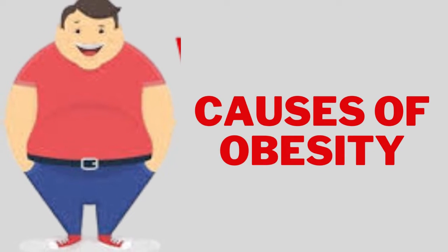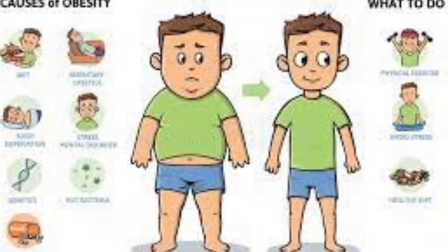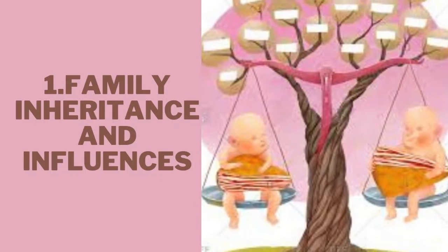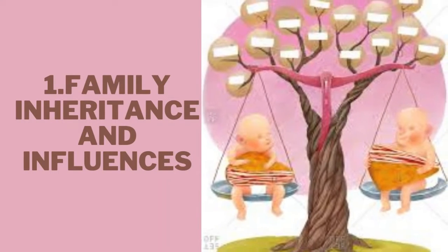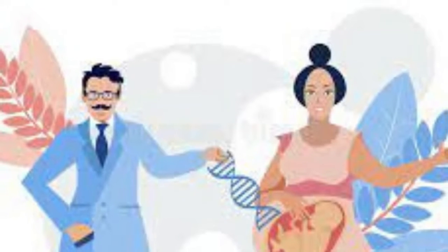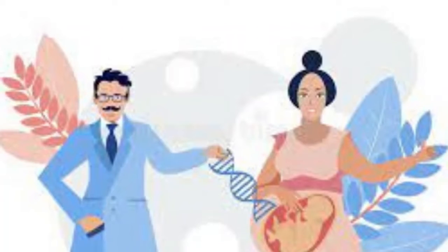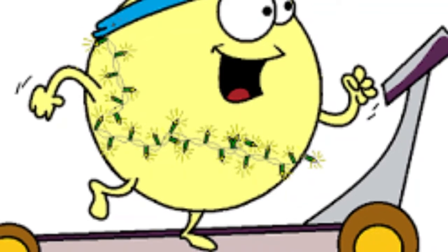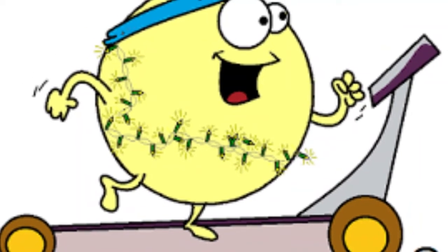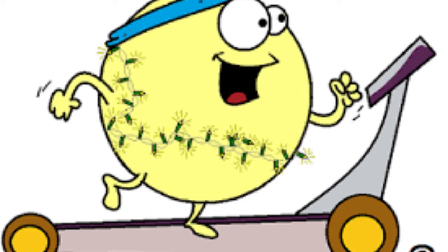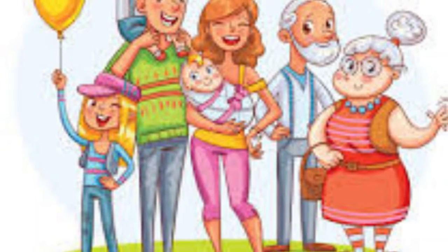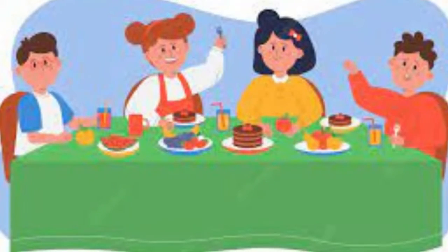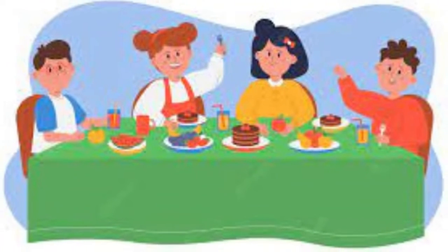Causes of obesity. Obesity usually results from a combination of causes and contributing factors. Some of them include: 1. Family inheritance and influences. The genes you inherit from your parents may affect the amount of body fat you store, and where that fat is distributed. Genetics may also play a role in how efficiently your body converts food into energy, and how your body regulates your appetite. Obesity tends to run in families. That's not just because of the genes they share. Family members also tend to share similar eating and activity habits.